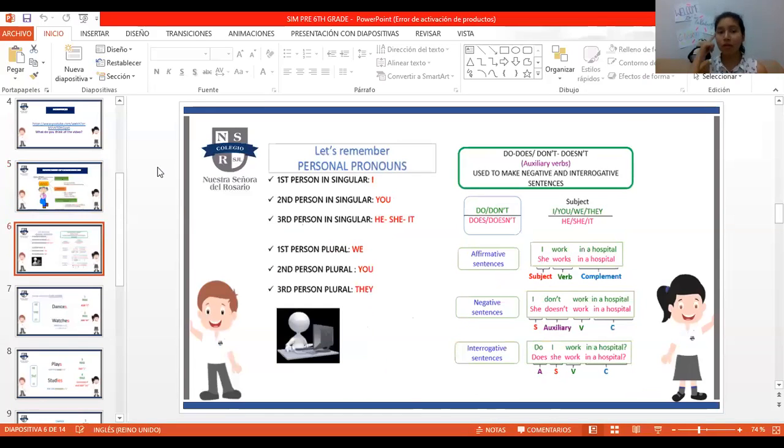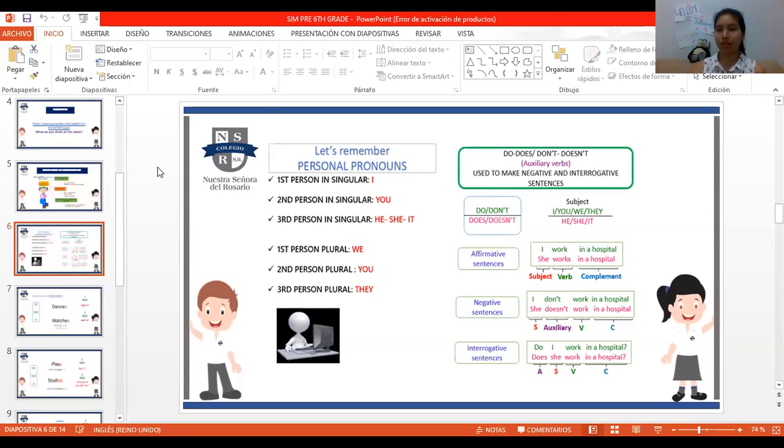Now, let's remember personal pronouns. First person singular is I. Second person singular is you. Third person singular is he, for example, she, and it for a dog, for example, an animal, a thing, whatever you want. First person plural is we, for example. Second person plural is you, if I'm talking to them. And third person plural is they.